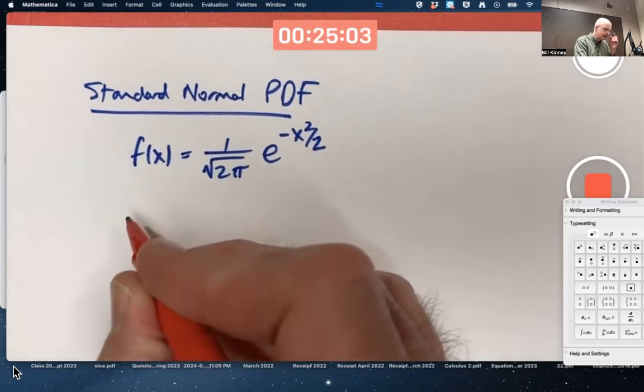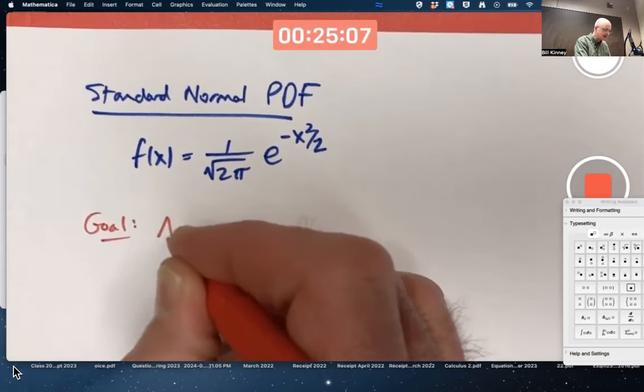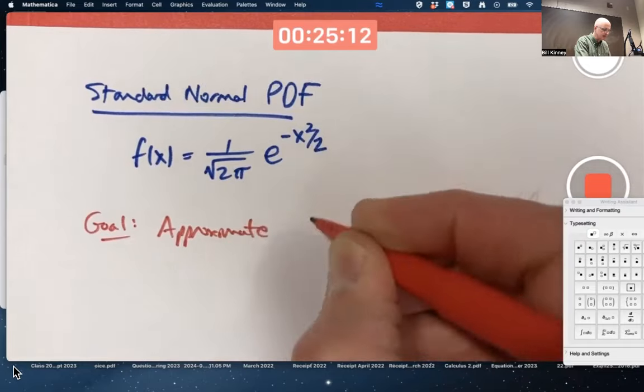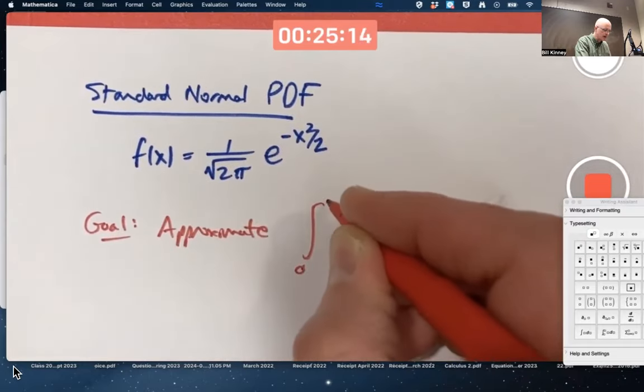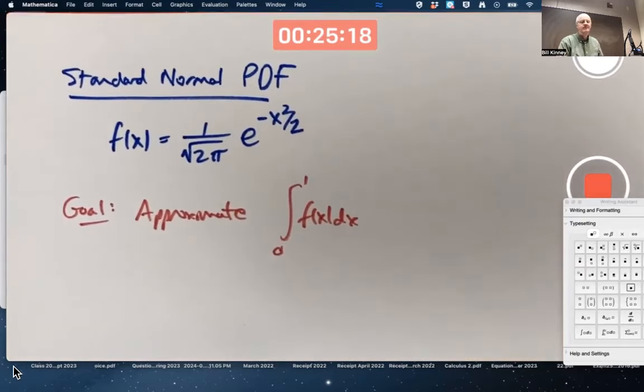So we need to do the basic setup again. Our goal is to, let's say, approximate one particular integral, say the integral from 0 to 1 of this function. Today, that's our goal.